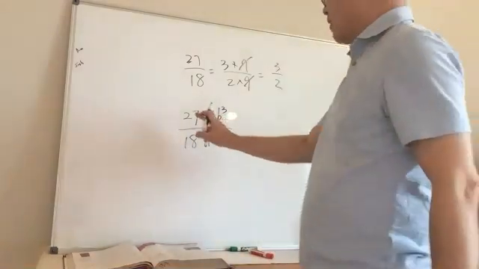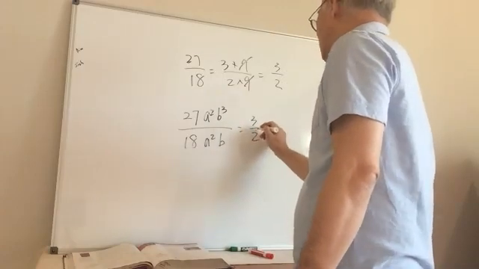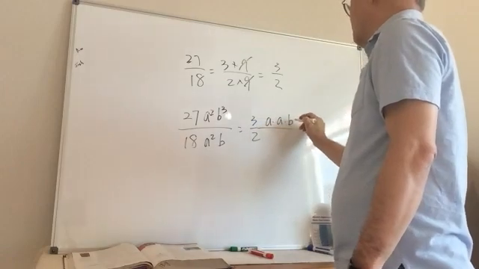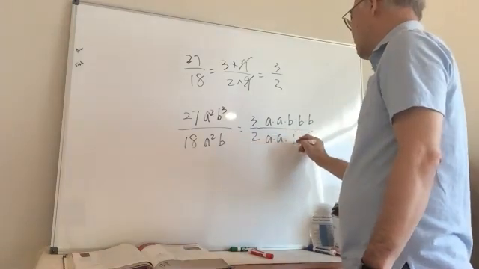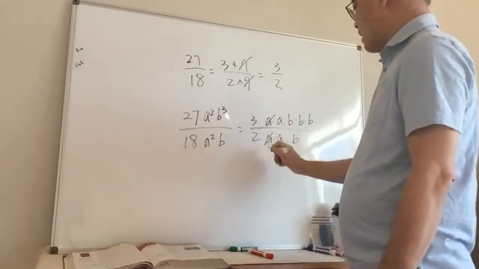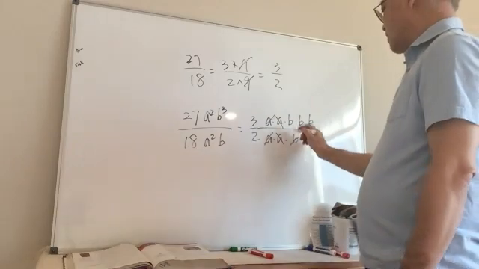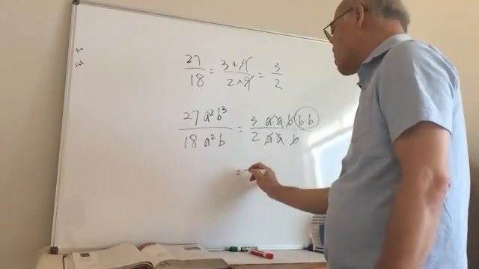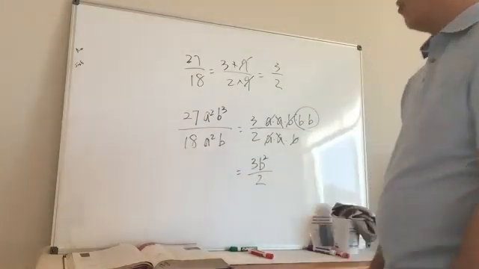So here, 27 over 18, we already know that's 3 over 2, but then we have the variable. So I'm going to just go ahead and go like this. In the bottom, I have 2 A's and a B. Now I can cancel out this A. This A cancels out with this one. This B cancels out with this B, and then I have these two left over. So your final answer is going to be 3B squared over 2.